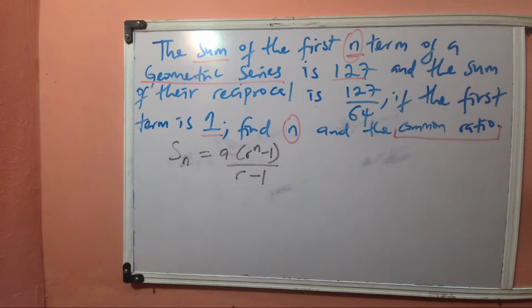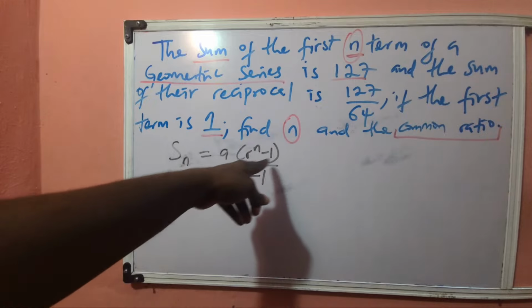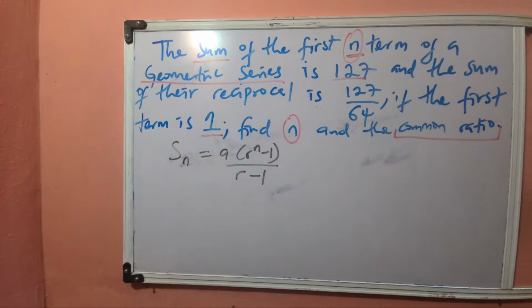I'm sure we all remember this. This is the sum of the n term of a geometric series. Of course, I'm sure somebody out there will say, but we have another one which can be 1 minus R^n over 1 minus R. Whichever one you use, I submit to you that you're going to get the same thing. So it will work either way.